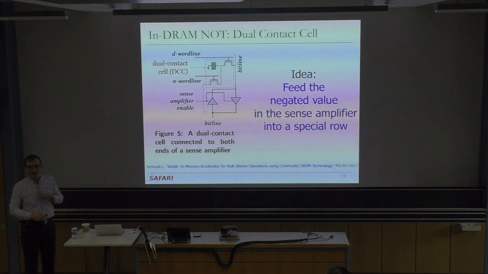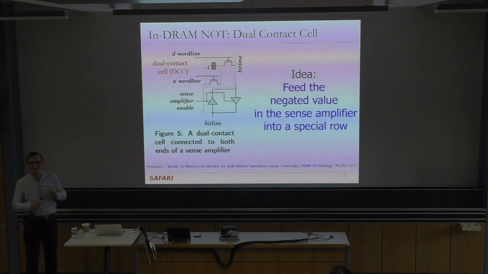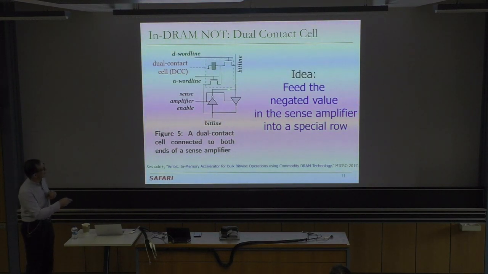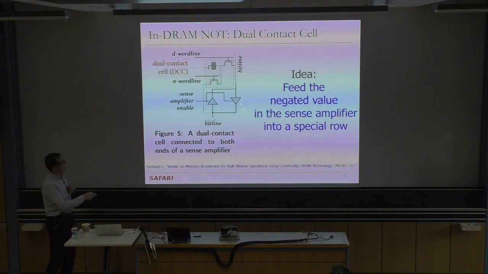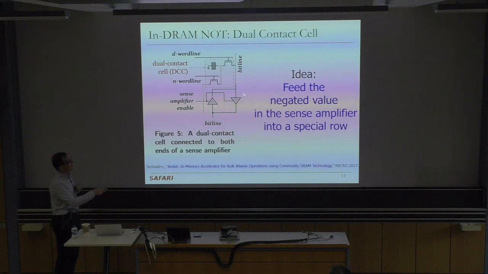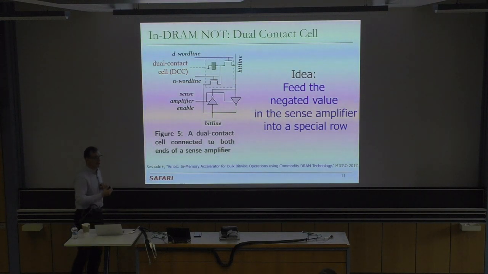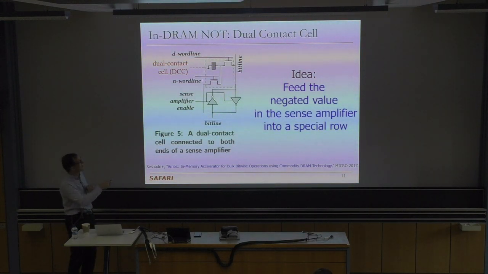But adding a NOT operation is not that terrible. And the idea is very simple. Basically, in the sense amplifier, you actually already have the complement of a row, right? Whenever you activate a row, ignore this dual contact cell for now, but whenever you activate a row, the value of the cell becomes the same as the value in the bitline, right? Because you do the charge sharing and the sense amplifier sets the bitline to the same value as the value of the cell. But the sense amplifier is really a cross-coupled inverter, which means that to keep the value and to keep the drive, the complement of the value is over here in the bitline bar. Which means that you already have the complement somewhere in the DRAM structure.